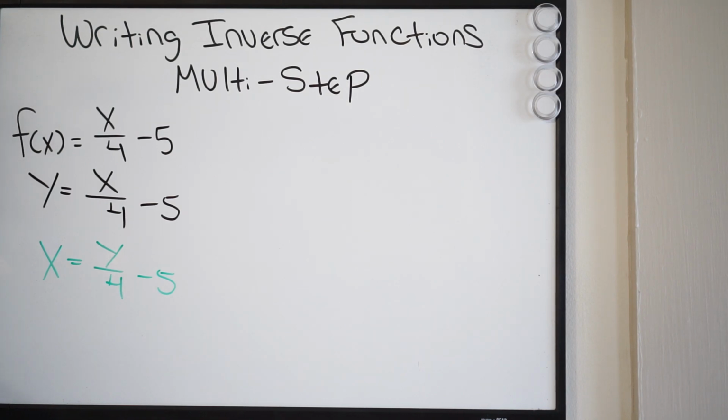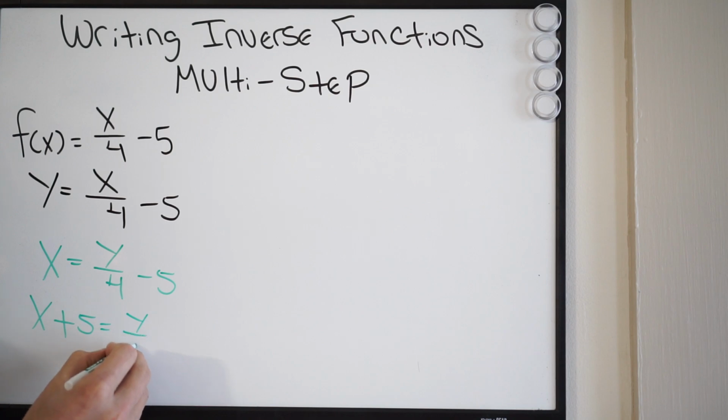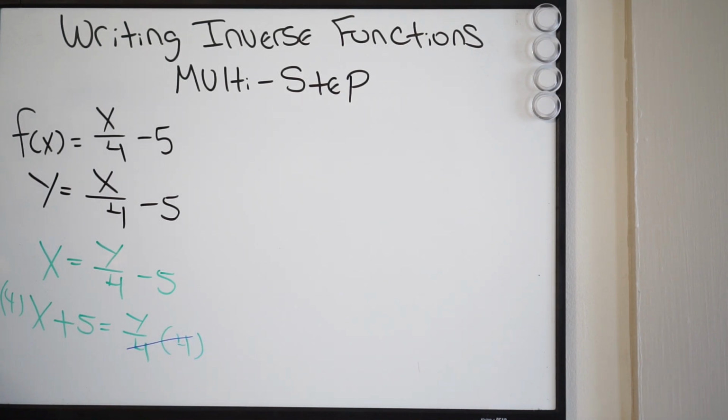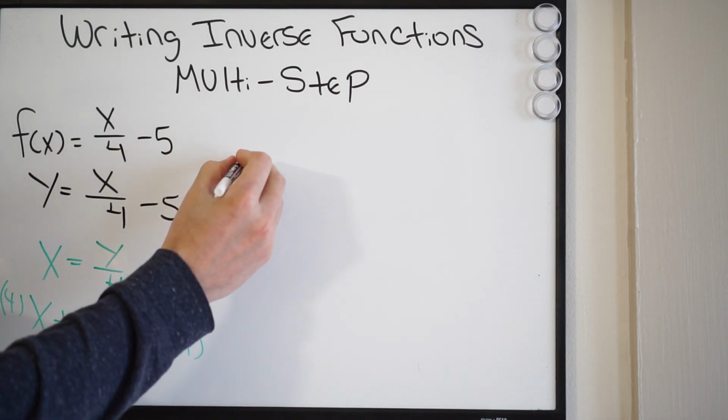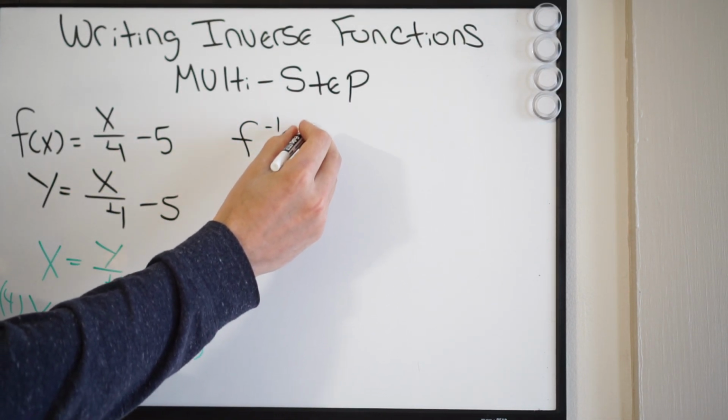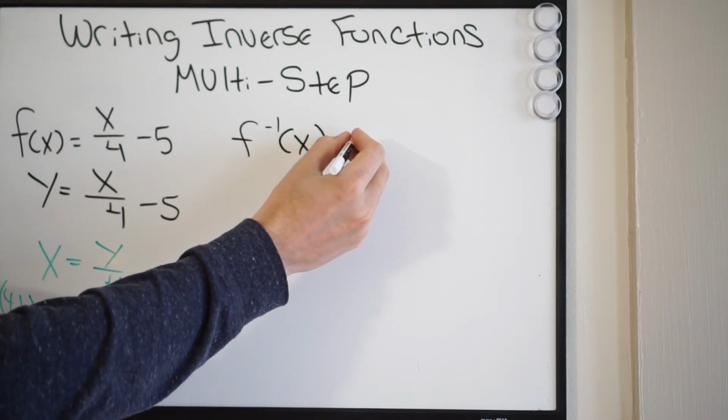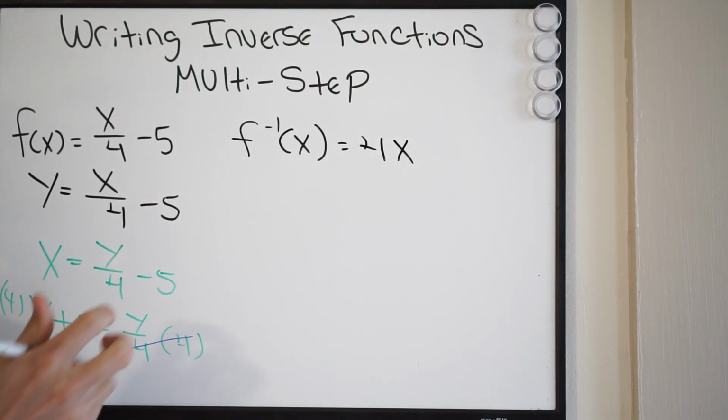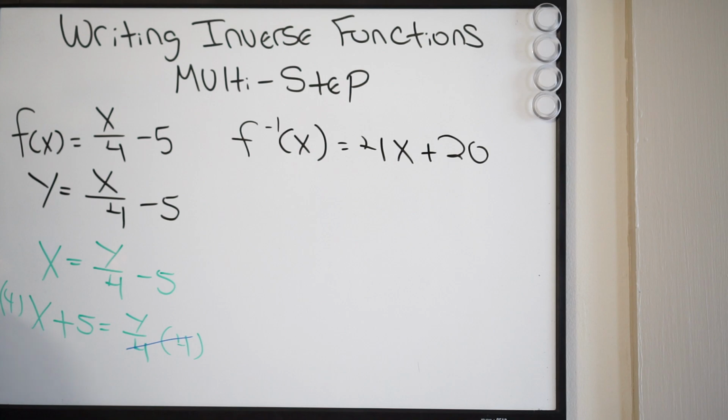And now simply all you need to do is solve for y. So the first step we need to do here is add 5 on both sides. So we'll get x plus 5 equal to y over 4. And then you want to multiply both sides by 4. When we do this, this will cancel, and we know here that our inverse function can be written as 4 times x is going to be 4x, and 4 times 5 will be 20. So that would be the inverse.